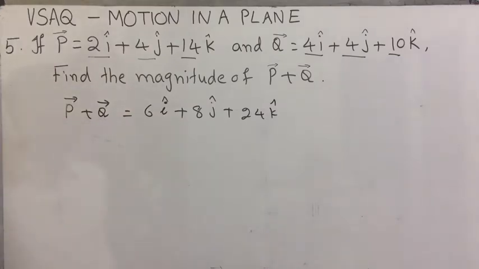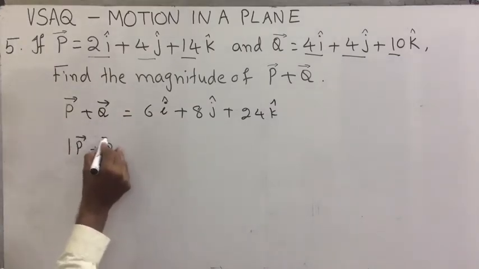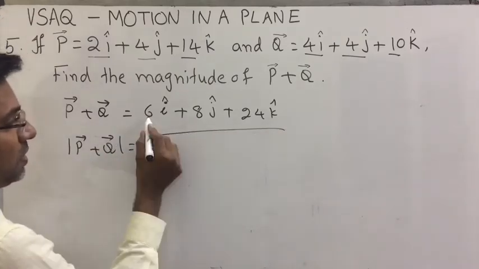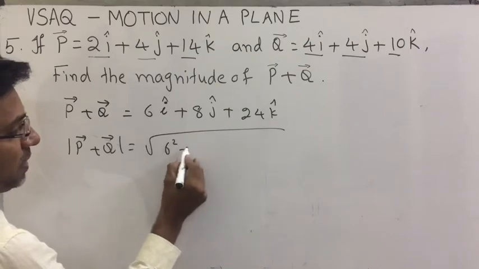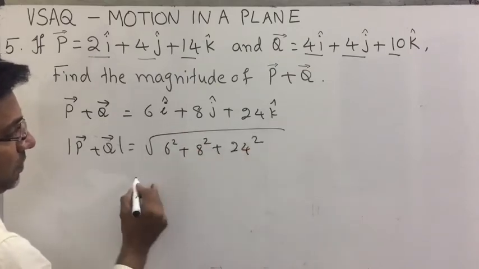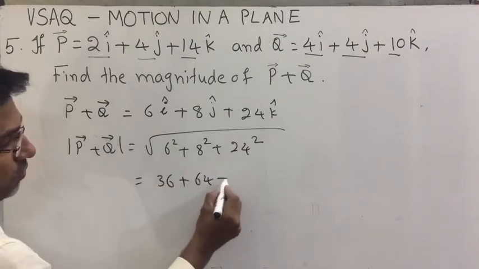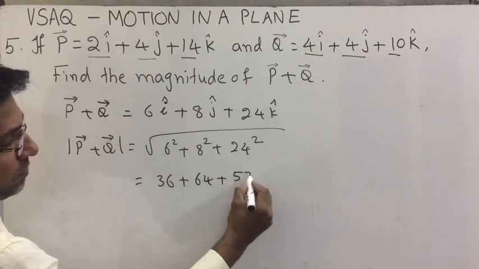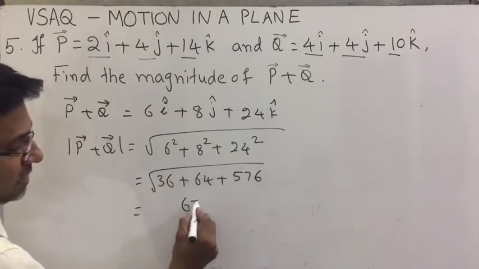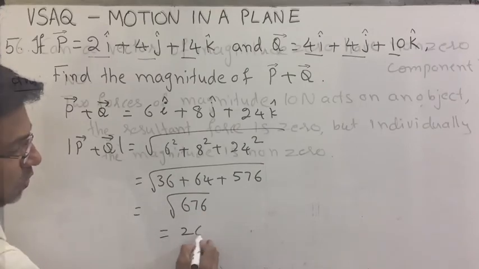Now we have to find the magnitude of P plus Q. The magnitude of P plus Q means under root 6 square plus 8 square plus 24 square. 6 square is 36, 8 square is 64, 24 square is 576. If you add, you will get 676. Under root 676 is nothing but 26.